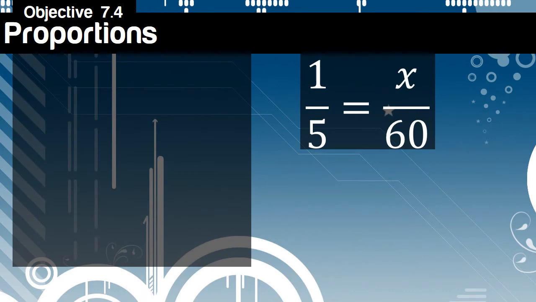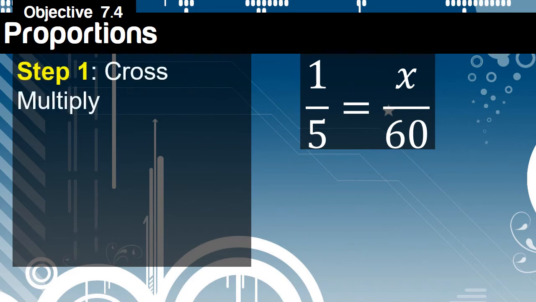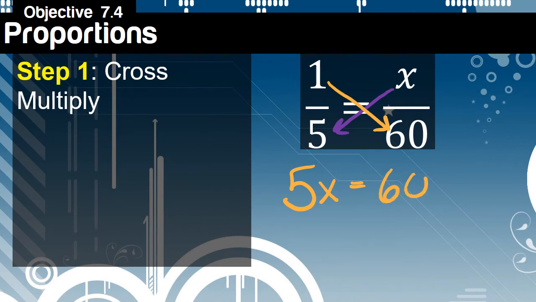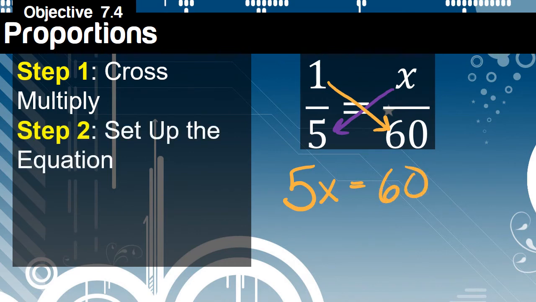So now what happens if we have to solve for either the numerator or the denominator? Our first step is that we can cross multiply. So we can do x times 5, which we can write as 5x. Then we bring down our equal sign, and let's cross on the other side. 1 times 60 is 60.